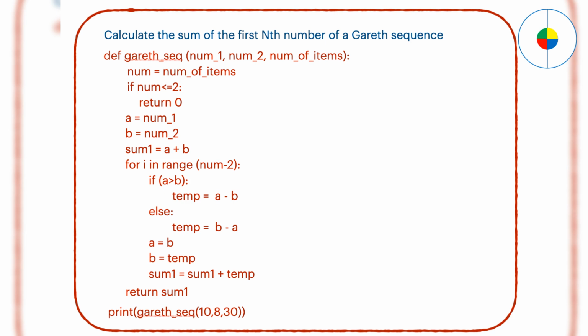We use a temporary variable called temp to store the temporary calculation. If a is greater than b, temp equals a minus b. If a is less than b, temp equals b minus a. Then, we need to change the two numbers. A becomes b, and b becomes the calculated number. Finally, we add the new calculated number to the sum. The variable sum1 stores the value to solve the problem. We call the function, and input all the parameters as described in the problem, and the return value is 64, which is the correct answer.